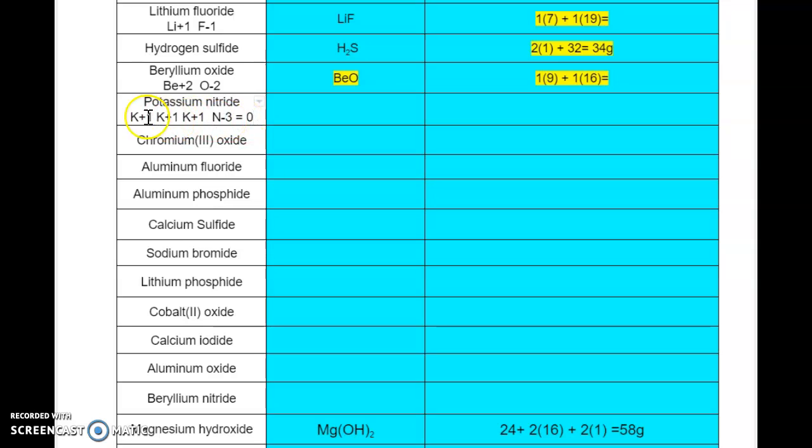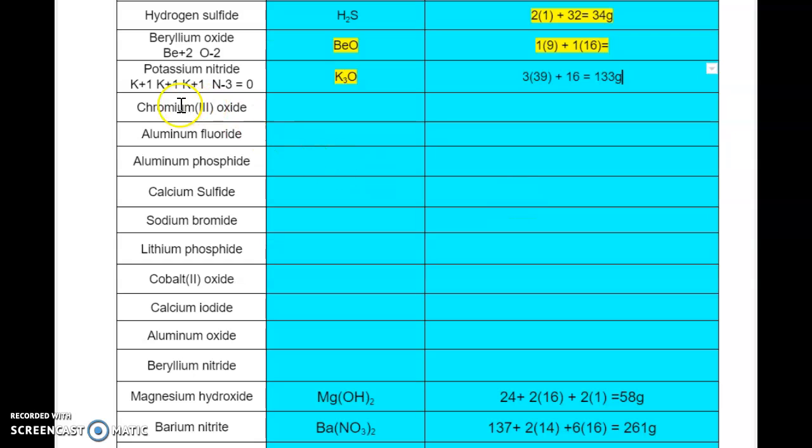We're going to go ahead and count and see how many there are. So we have 1, 2, 3 potassium and 1 nitrogen. So you do 3 times the mass of potassium plus the mass of nitrogen. So for that, if we did 3 times 39, that would equal 117. And you're going to add 16 to that. So our total mass for this ionic compound of potassium nitride is 133 grams.